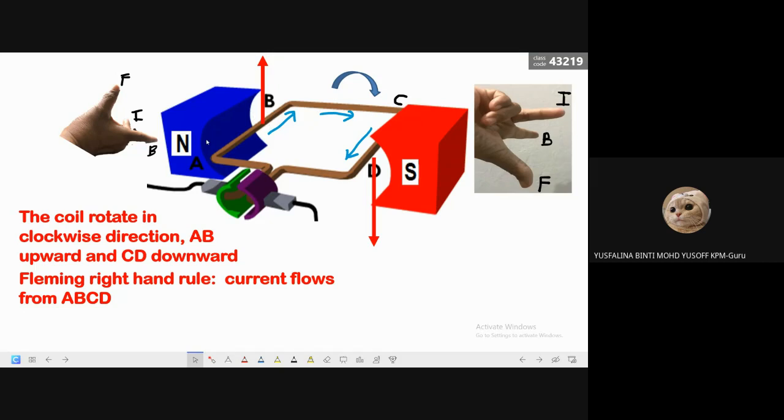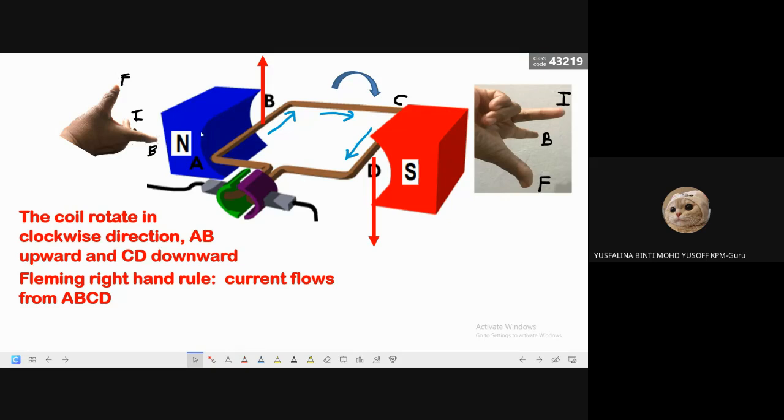Okay, so north, south, F I B: F is the force, B is the symbol for the magnetic field in physics terms, right? And I, of course, is the current. And then here it says the coil rotates in the clockwise direction. So how do we know clockwise? You know that the current flows this way, and the force is going up.